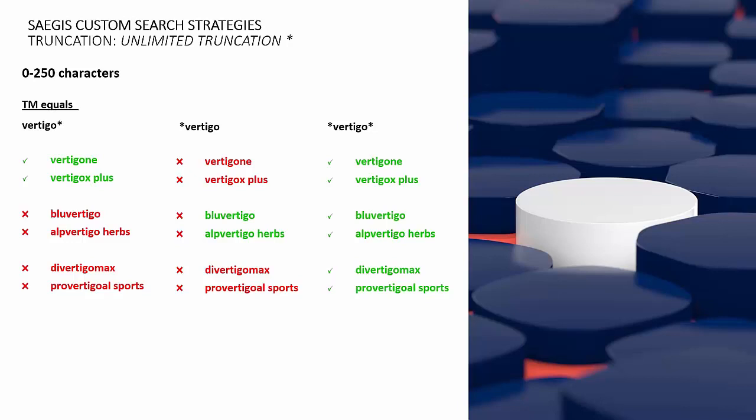We recommend always using truncation when searching for coined terms, since this will also catch very similar looking results to your searched mark. Both types of truncation, so question marks and asterisks, can be mixed in your searches.